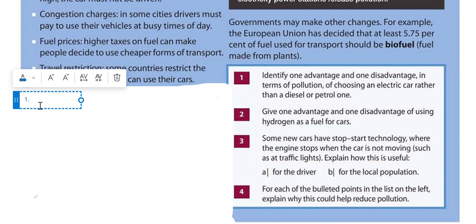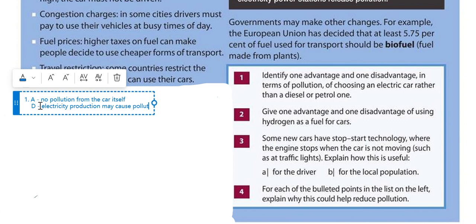Okay, so can you tell me one advantage? Electric cars don't pollute, no pollution from the car itself. Yes. Disadvantage? Electricity production may cause pollution. Yes.